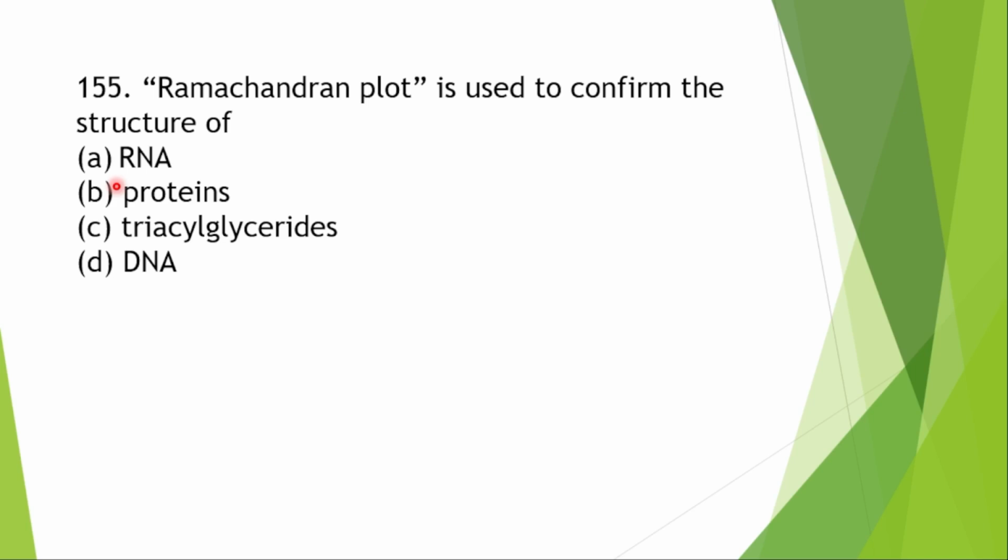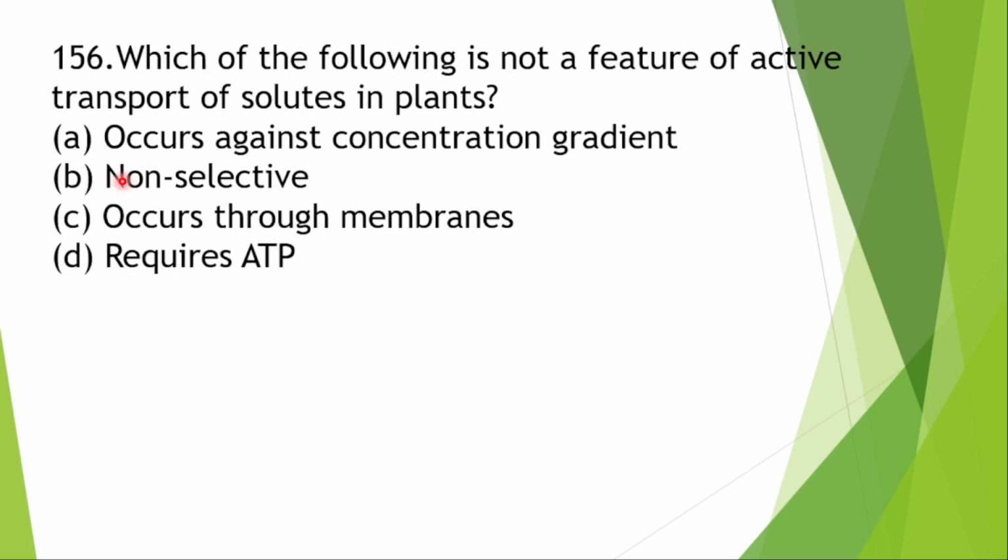155. Ramachandran plot is used to confirm the structure of RNA, protein, triacylglycerides and then DNA. It is for the proteins. Ramachandran plot.